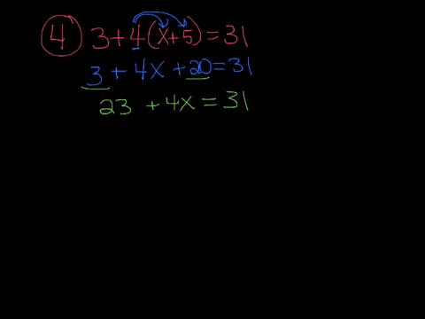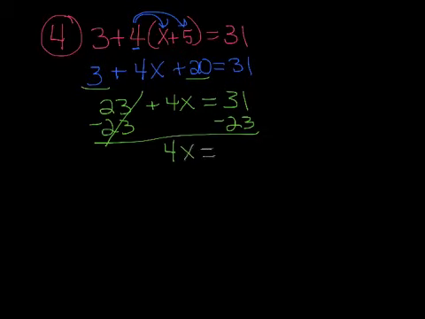So now we're going to subtract 23 from both sides. When you do that, on the left-hand side, you just get 0 for 23 minus 23. 0 plus 4x is 4x. On the right-hand side, 31 minus 23 is 8. So we're going to divide both sides by 4. Our answer for that is x equals 2.